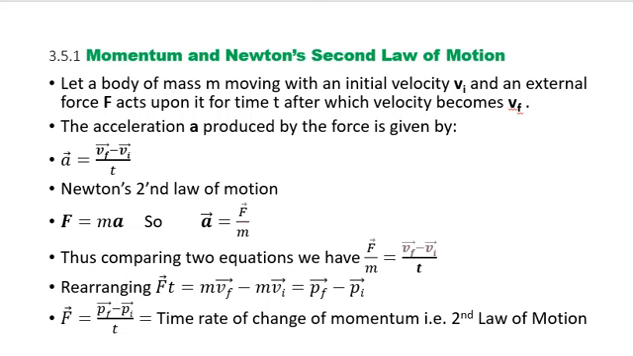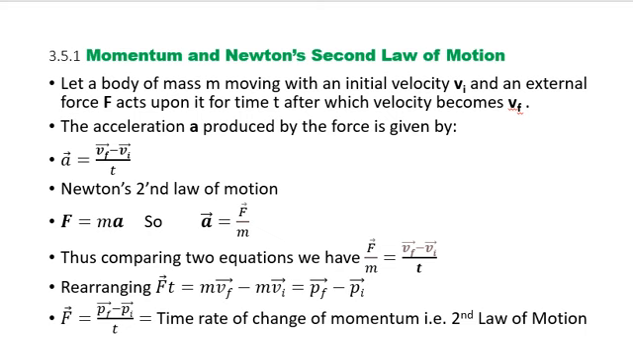Newton's second law of motion can be translated into momentum form. So here, these are assumptions. For example, a body is moving with acceleration a, initial velocity v_i, v_f is equal to final velocity, and t is the time taken. So here we can define that acceleration is equal to change in velocity over time.